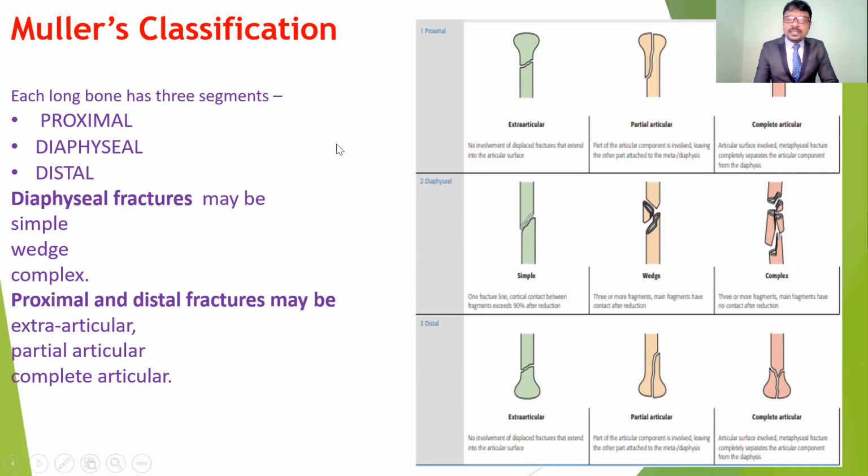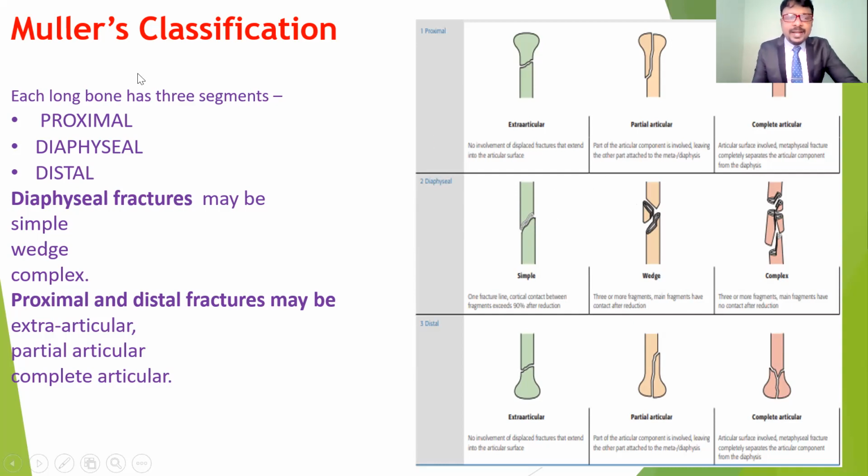Here, this is the diaphyseal, the shaft. The fractures of the shaft are divided into simple fractures, where only one line of fracture happens, spiral or oblique. Then wedge fractures, where three or more fragments occur. And also complex fractures, where the main fragments have no contact after reduction, so many fragments occur. That is one type of classification in Muller's classification, especially for the diaphyseals.